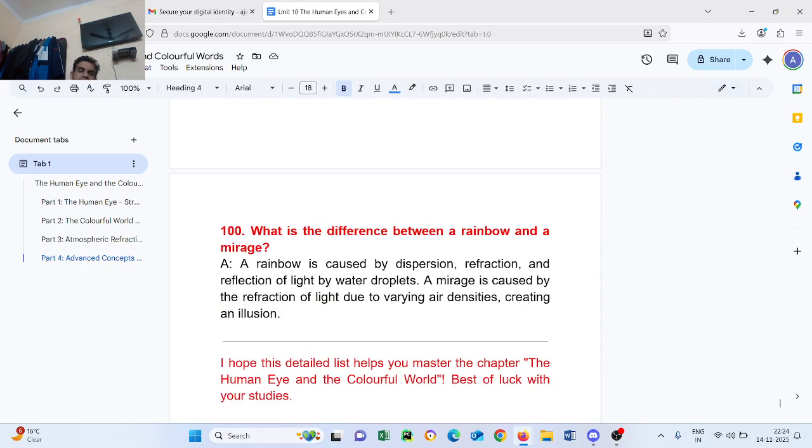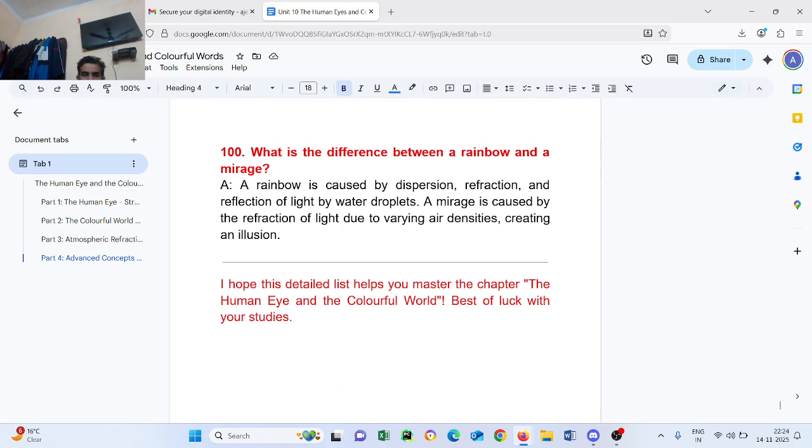Question number 100. What is the difference between a rainbow and a mirage? A rainbow is caused by dispersion, refraction, and reflection of light in water droplets. A mirage is caused by the refraction of light due to varying air density, creating an illusion.